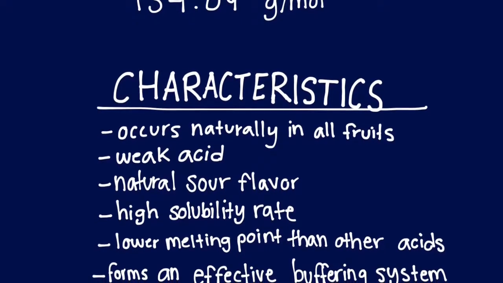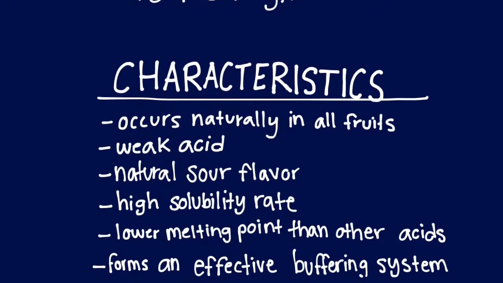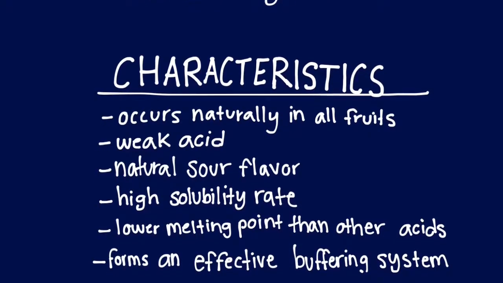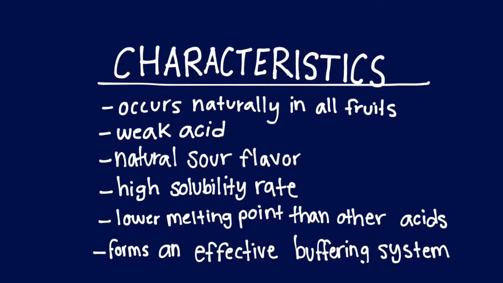It has a high solubility rate, a lower melting point than many other acids, and can even be used as a buffering system in our body. It stabilizes pH to control the gel texture seen in many fruits around us.